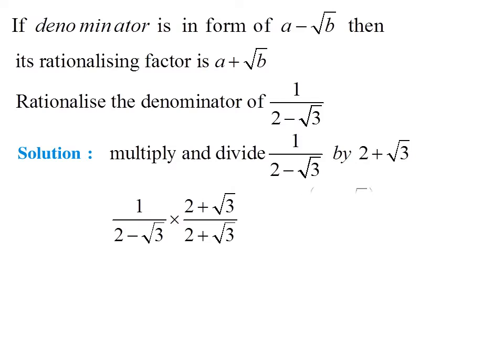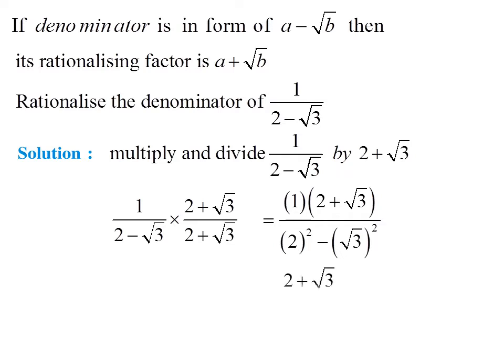Now in the numerator it will become 1 into 2 plus root 3, and in the denominator it will be the same again, 2 square minus root 3 square. So the next step will become 2 plus root 3 divided by 4 minus 3. So my answer will be 2 plus root 3 divided by 1, or I can say it is 2 plus root 3. So this is the way you can rationalize any denominator.